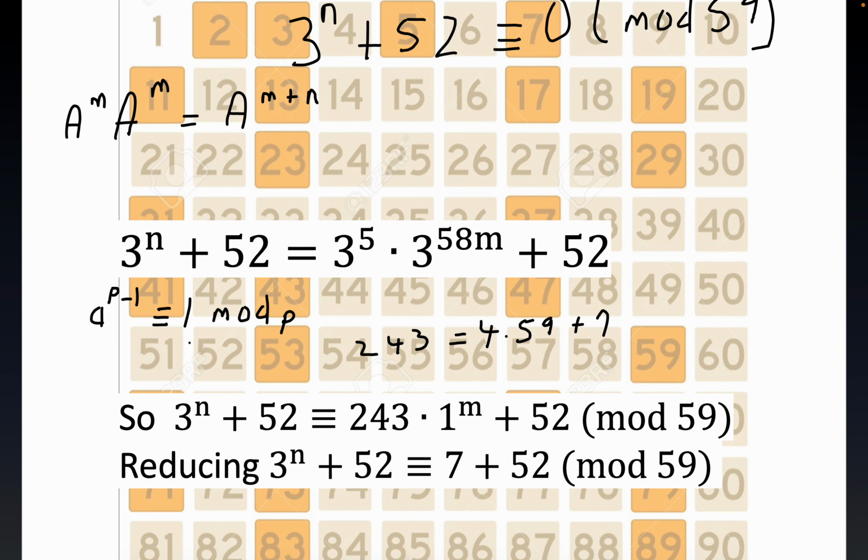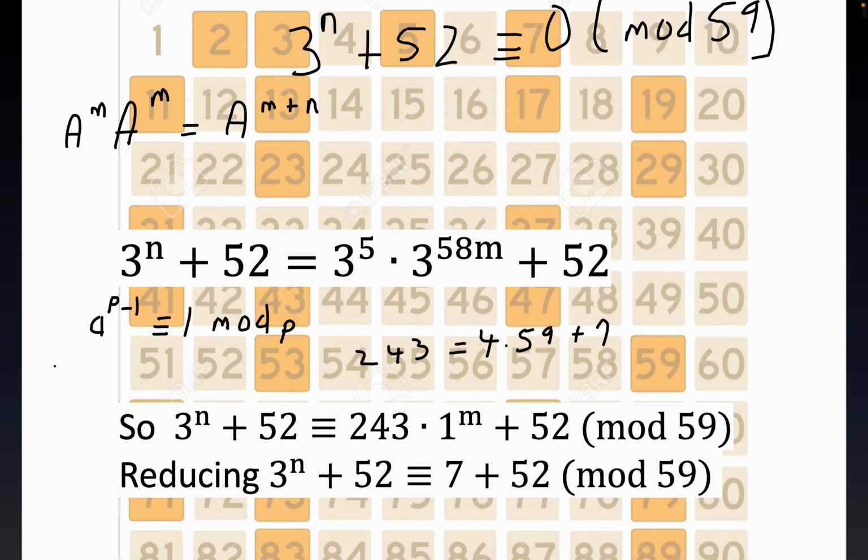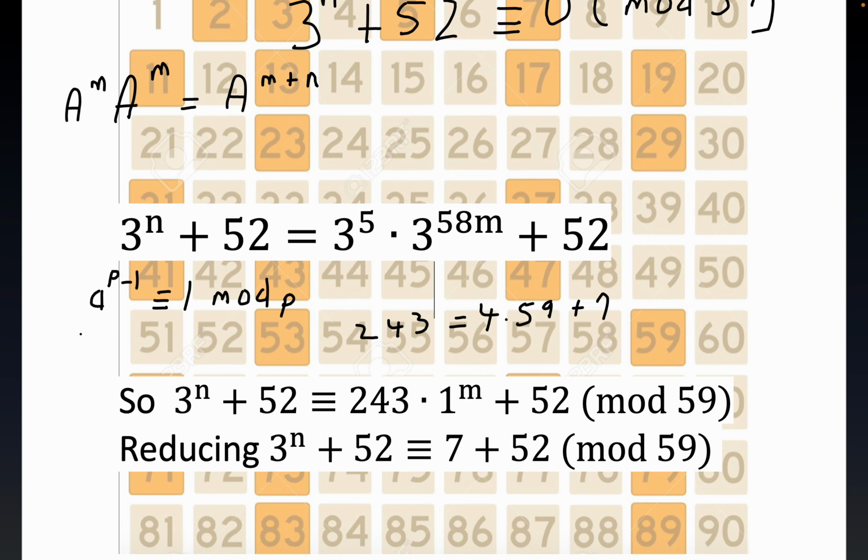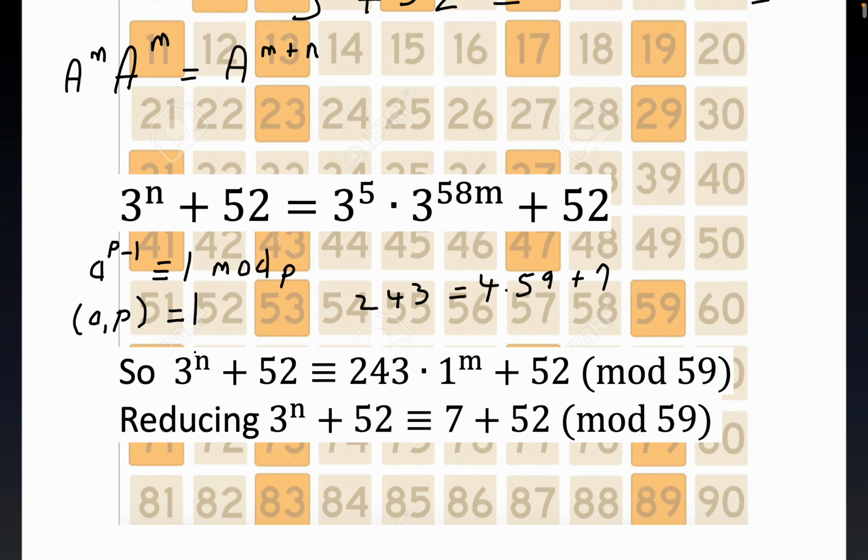Okay, now the assumption is that p and a are relatively prime. Let me write that down. A and p are relatively prime, and they are in this case. A and p have no factors in common other than 1. Okay, so that's what happened right here.